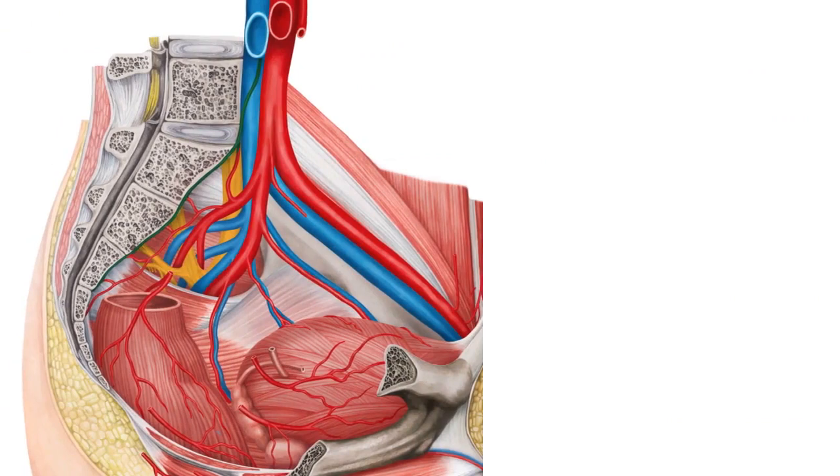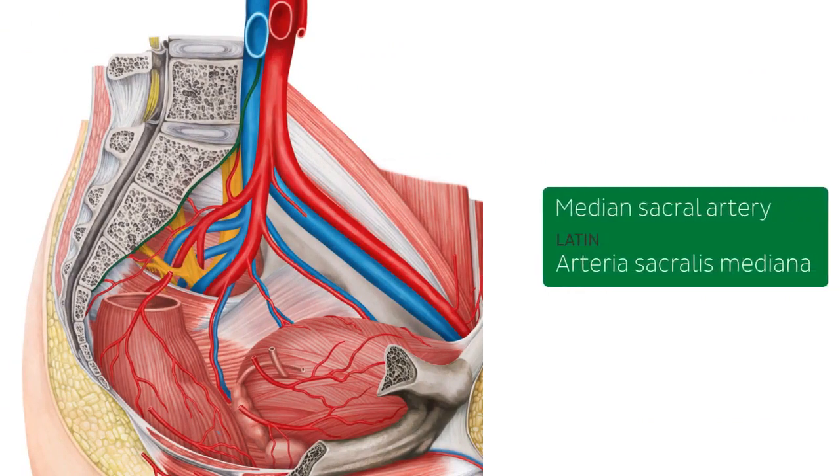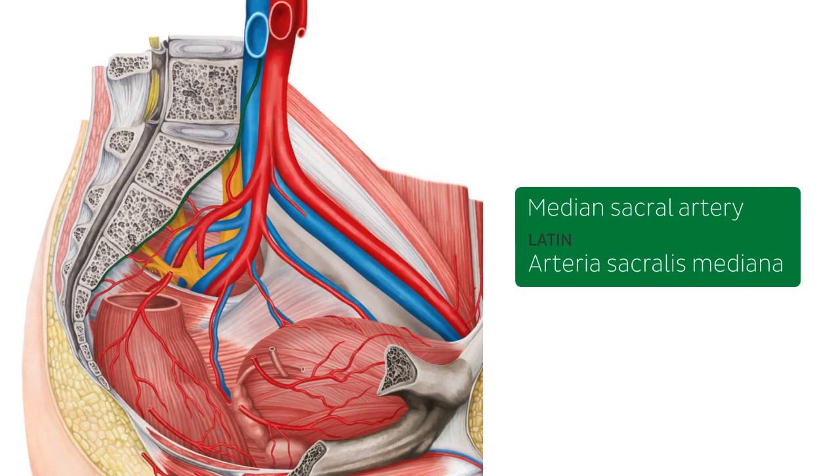Moving on to the next structure that we're going to be seeing on the male pelvis, highlighted in green, we see now the median sacral artery. Now, the median sacral artery is a small vessel that will be arising from the posterior side of the abdominal aorta, just superior to its bifurcation. It will then descend in the midline along the anterior surface of the sacrum, which you can also see here.